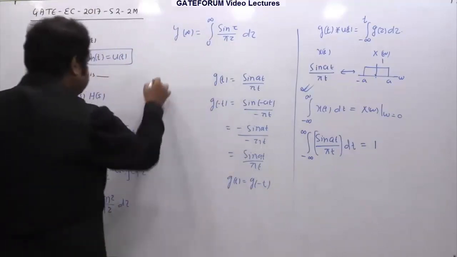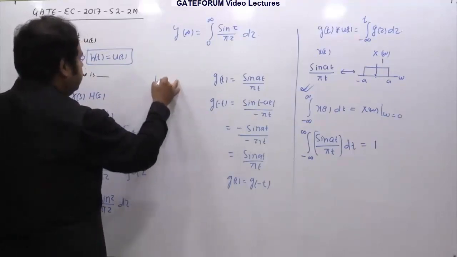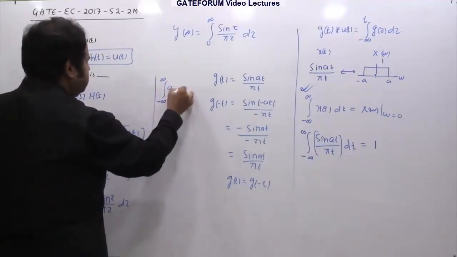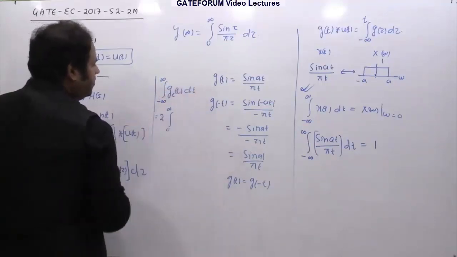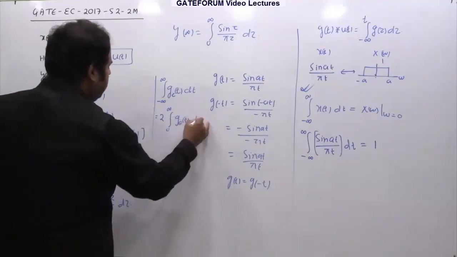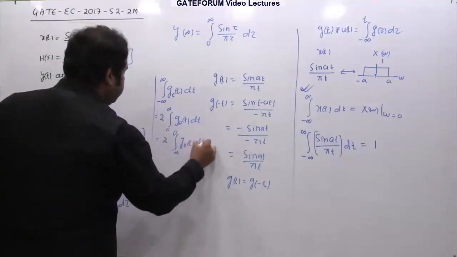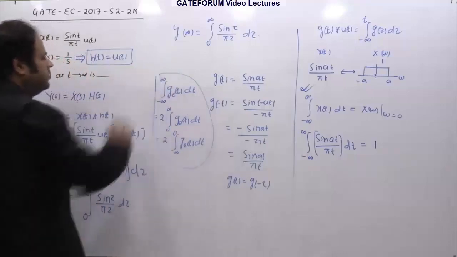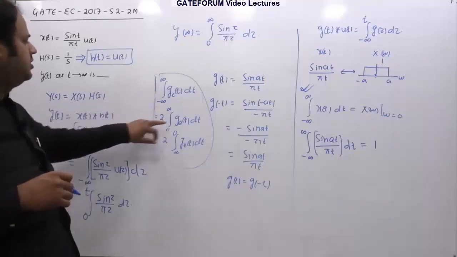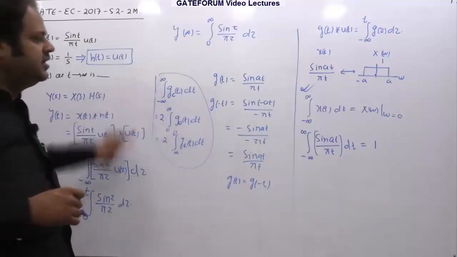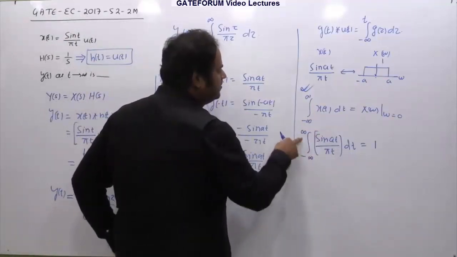And I think you know this result: if g(t) is an even signal, the integral of g(t) dt from minus infinity to infinity is equivalent to 2 times the integral from 0 to infinity of g(t) dt, or 2 times the integral from minus infinity to 0 of g(t) dt. That is, for an even signal, the complete area is equal to 2 times the one-sided area, because integration gives the area under the curve, right? So this function is even, and its area from minus infinity to infinity is 1.